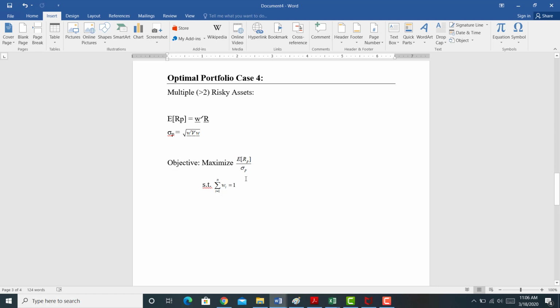Simple enough. I'm going to maximize the ratio of the expected return of the portfolio to the standard deviation of the portfolio, subject to the weights summing to 1. That is, the weight vector summing to 1. Does that make sense? So I'm going to maximize this objective function subject to this constraint using Excel. I'm going to do all the matrix multiplication in Excel, and we're going to come up with a model that would allow us to find the optimal weights for a whole bunch of different assets that we want to put into our portfolio.